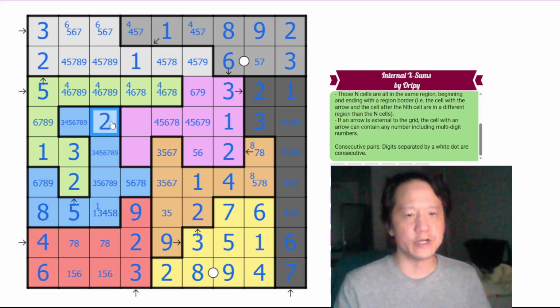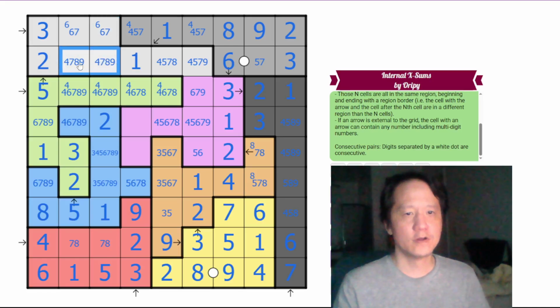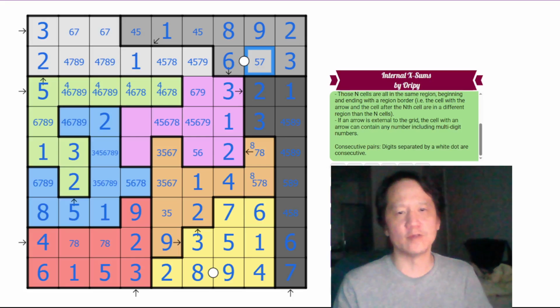Therefore, where's the 1 in the blue region? It must be here. This can't be 1 here, and it can't be 6, so this is 5, which makes that a 1. This can't be 3 or 5, this can't be 5, and this can't be 5. So this is a 6, 7 pair in row 1, which eliminates 6 and 7 in the rest of the row. So this is a 4, 5 pair in the medium gray region, which eliminates 4 and 5 in the rest of that region. So this is 7, which means this can't be 7.